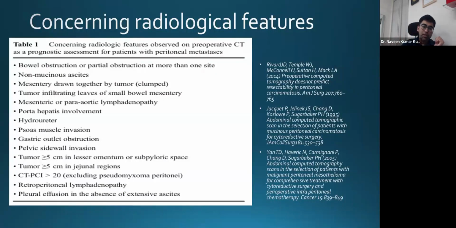So these are a few features like bowel obstruction or partial obstruction at more than one site, non-mucinous ascites, mesenteric vessels drawn together, mesenteric paraortic lymphadenopathy, porta involvement, hydroureter, tumor more than 5 centimeter in the lesser omentum, more than 5 centimeter in the jejunal region, CT PCI more than 20, and so on. Now, these are the references which basically support these concerns.